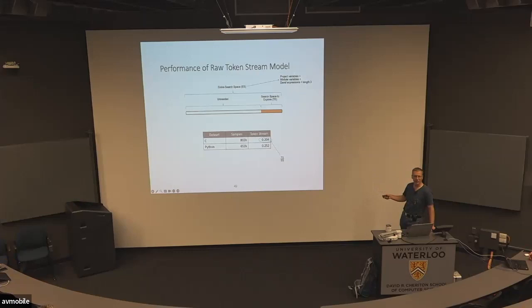And the model that I just described, that I trained over raw tokens, was able to discard 80% of the search space. So it was able to consider just 20% before finding the first variable that fixed the bug, conditioned on having selected a template that could fix the bug.